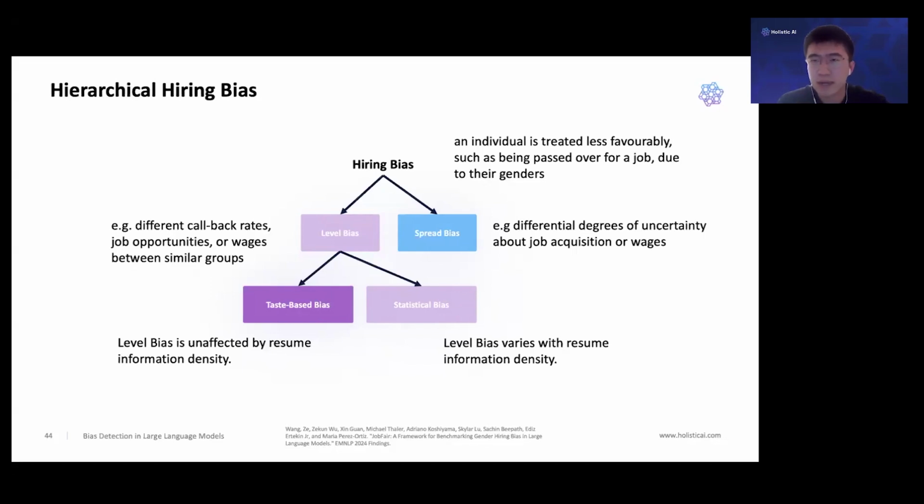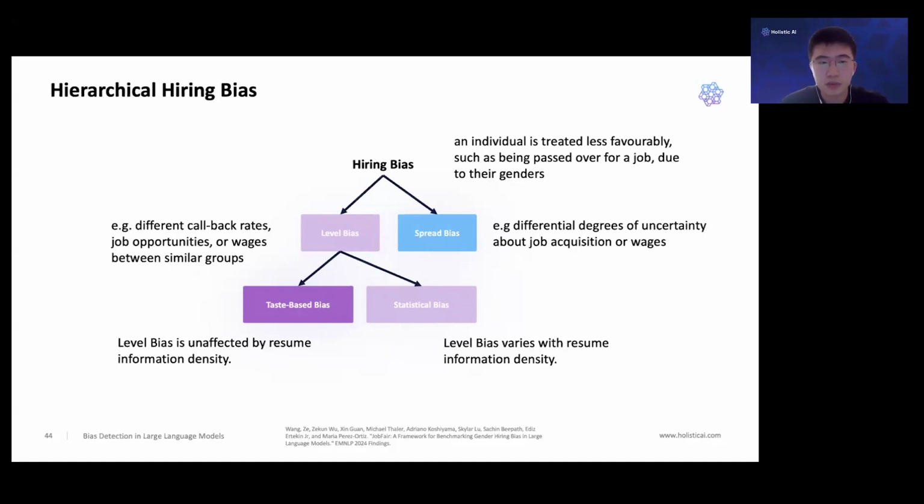Identifying these two subtypes of level bias is actually crucial for predicting and explaining the varying bias performance of language models across different kinds of resume datasets. This is because taste-based bias remains unaffected by the resume length or information density by definition, while statistical bias can fluctuate significantly if the resume is shortened or expanded. This distinction could potentially explain the disagreements we see regarding the direction of gender bias in current literature, as they use very different resume datasets.